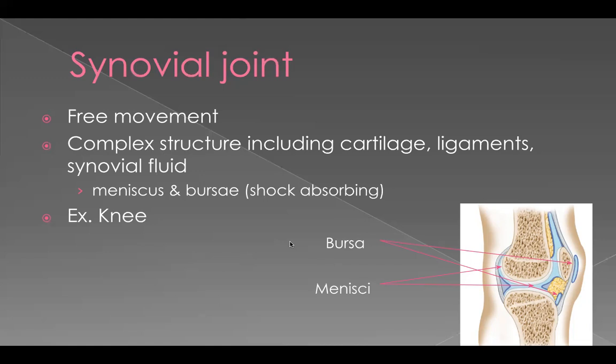So synovial, these are the free movers, right? So we have all the freely moving joints: elbow, shoulder, knee. Those are synovial joints. Usually we have a meniscus. The arrows were all messed up. So the tendons, we have the meniscus and then we have the bursa sacs, which provide shock absorbing.